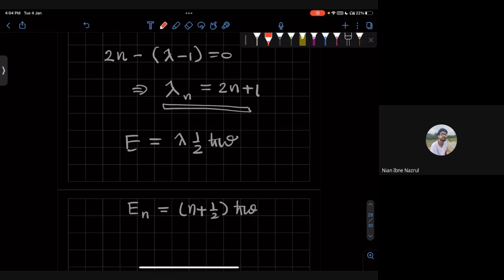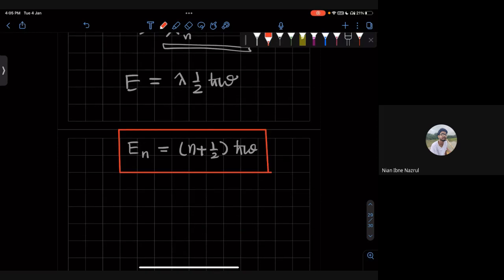So we see that requiring that our wave function is bounded, does not diverge, gives us a quantization of energy, okay? So this is a very, very famous formula. So this is the quantization of energy, okay?